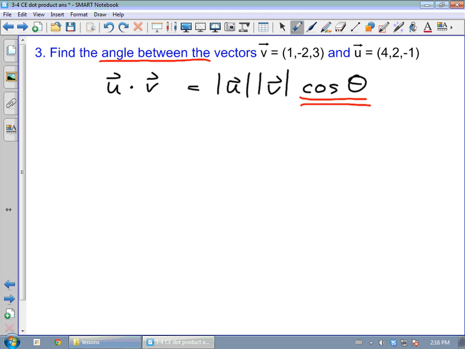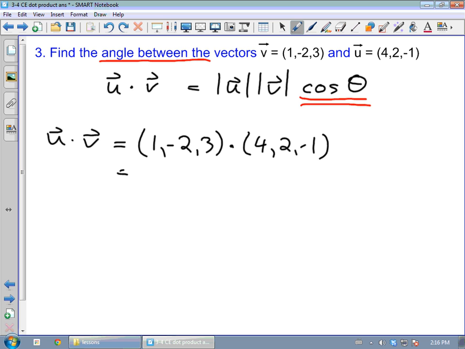So we want to figure out what everything else is in this expression and then rearrange it to solve for cos theta. So let's start by figuring out the left-hand side here, u dot v. Well, we're given two algebraic vectors here, 1, -2, 3, and 4, 2, -1. So we can just do the dot product of those algebraic vectors. 1 times 4 is 4, plus -2 times 2, which is -4, our two y components, and then 3 times -1, -3 for our z components, and then we just add them all up to get -3.